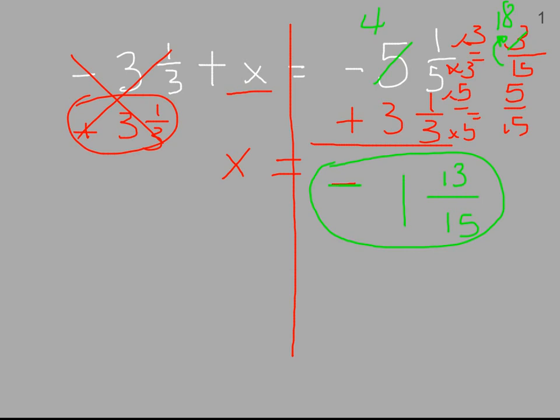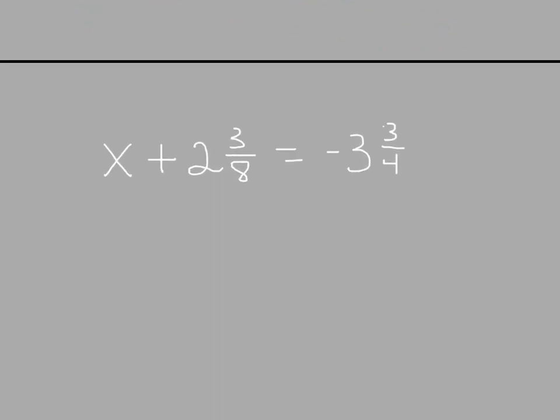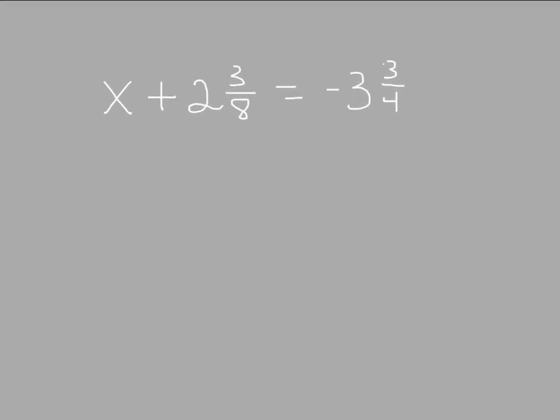Okay, moving on to the next example. I have this one. So here I'm going to get my x by itself by getting rid of the 2 3/8, so I'm going to do the opposite, which is subtract 2 3/8 from both sides. So I do that, that cancels those out. I'm going to write minus 2 3/8 underneath here. And then we need to look at this.